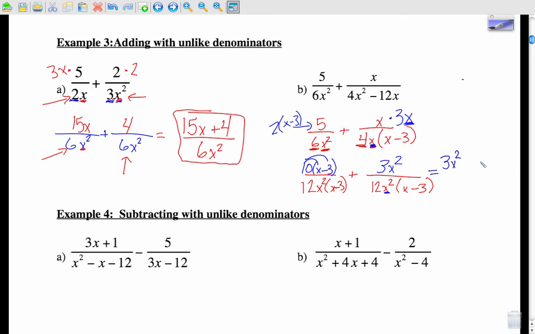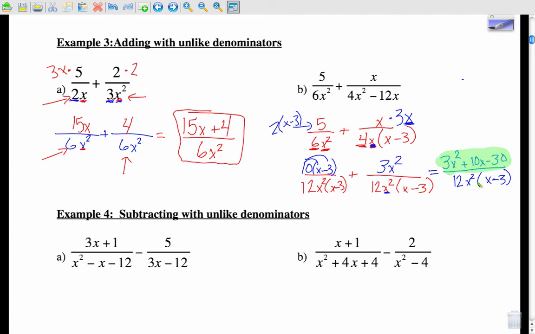Now I'm going to do a little magic here. I'm actually going to distribute this and combine it with this 3x squared at the same time. So you should end up with 3x squared plus 10x minus 30 over 12x squared, parentheses x minus 3.